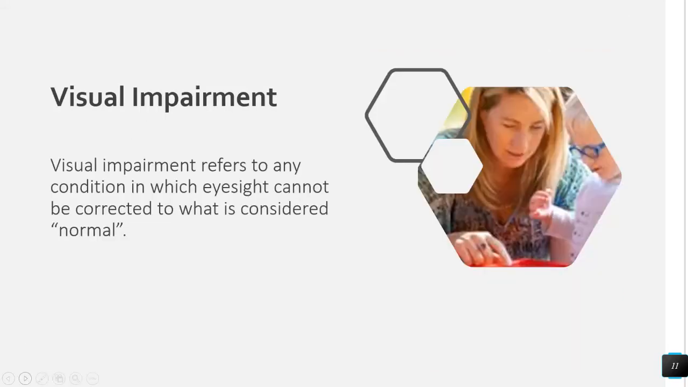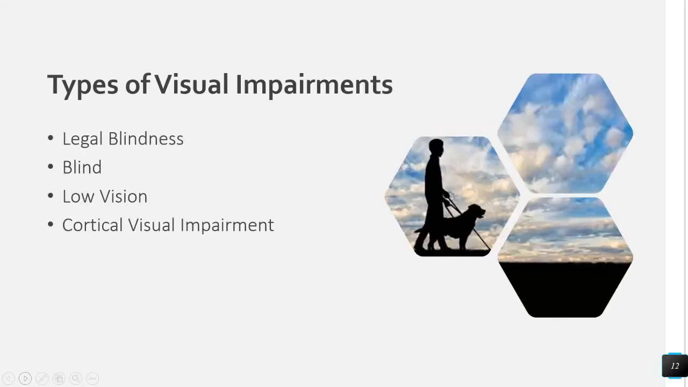So what is visual impairment? Visual impairment refers to any condition in which eyesight cannot be corrected to what is considered normal. The term is used to refer to a loss of vision that makes it difficult or impossible to complete daily tasks without specialized adaptations. The following are categories of visual impairments.